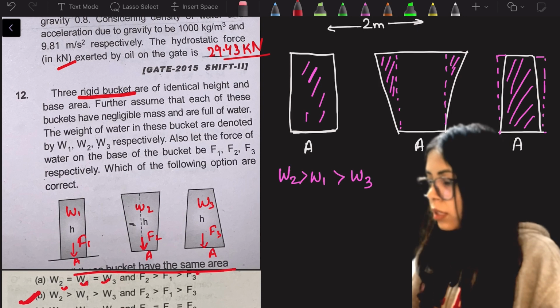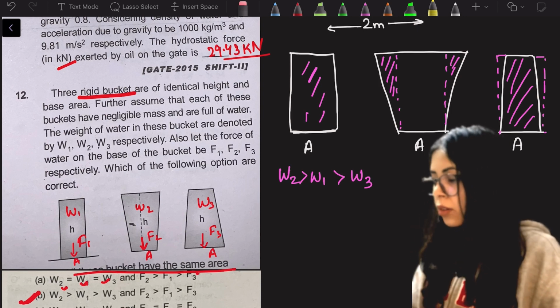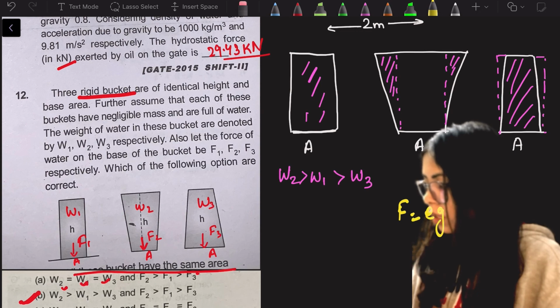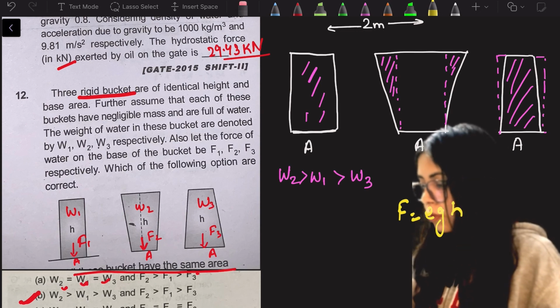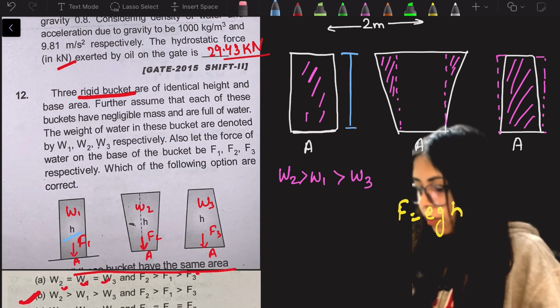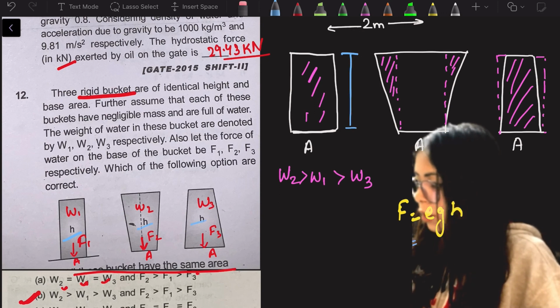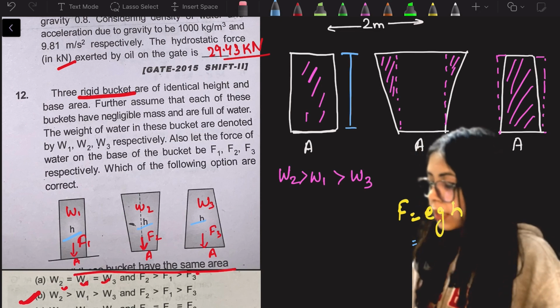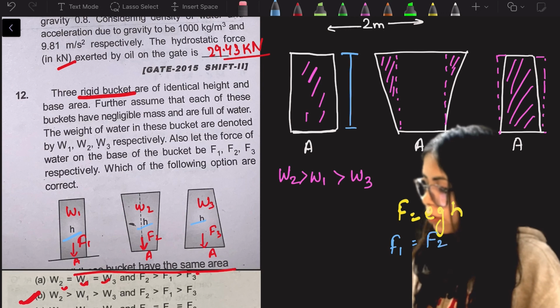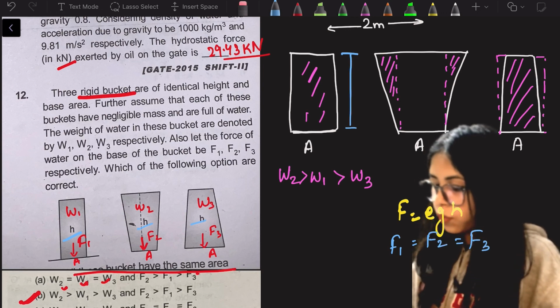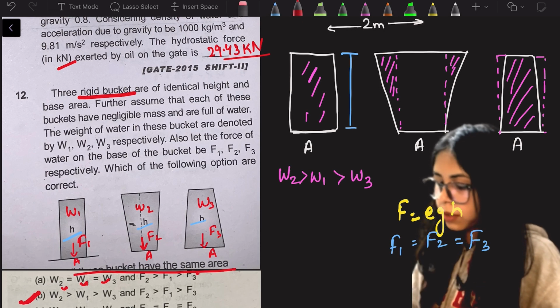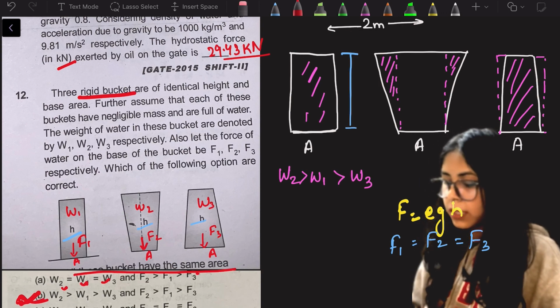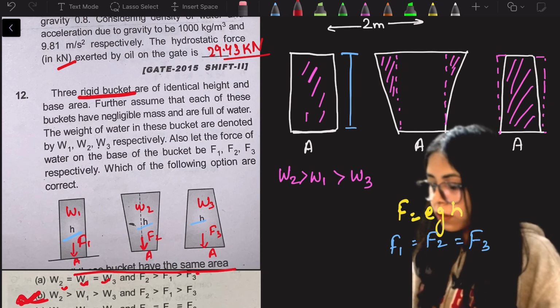See, force is nothing but the hydrostatic force at the bottom. Hydrostatic force is rho g h, right? So the force depends on the height of the body. Height is the same, identical. They have given h, h, h. And rho is the same because water is there. G will always be the same on the earth. So the height is the same, so we can say F1 is equal to F2 is equal to F3. So we are left with option D, and B is incorrect and option D is correct. So the final answer is option D.